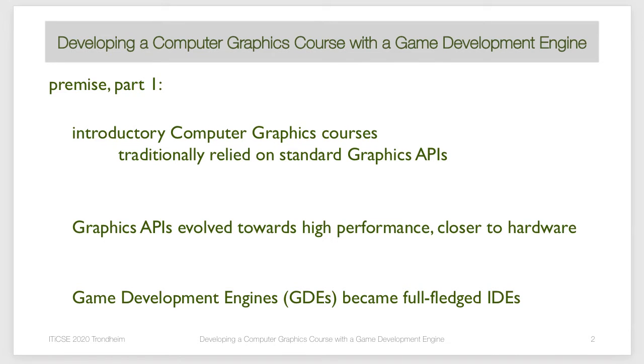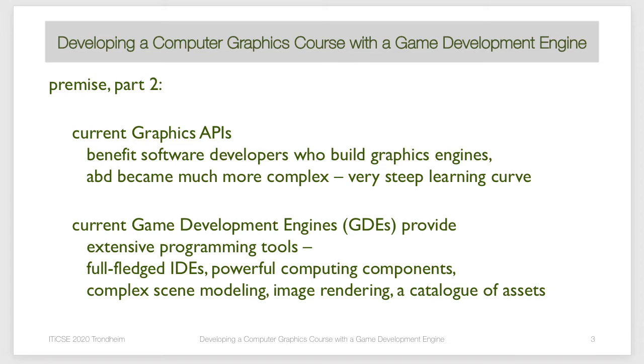Traditionally, computer graphics classes use standard graphics APIs for practical coursework. These same graphics APIs, however, recently evolved towards being high-performance APIs. They are closer to hardware. At the same time, game development engines have become full-fledged IDEs. If we compare them, current graphics APIs benefit software developers who build graphics engines and so on, but they are much more complex. They have a much steeper learning curve than they used to.